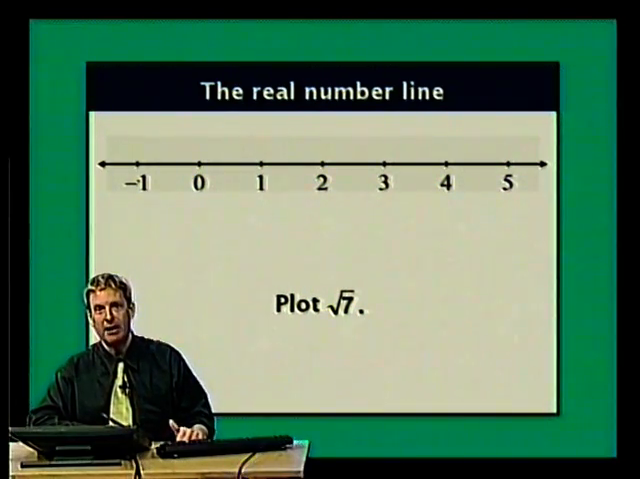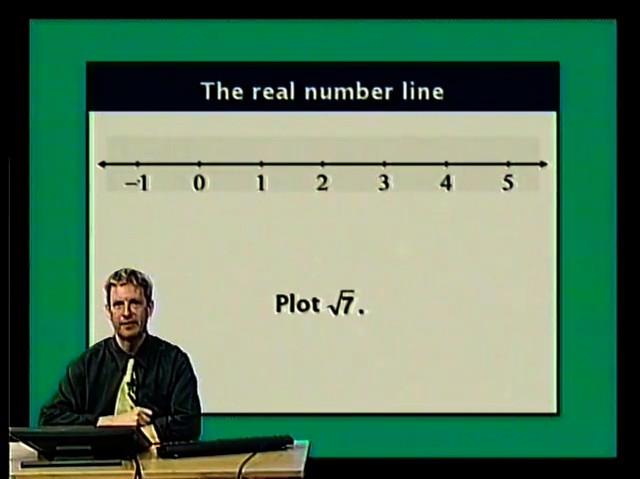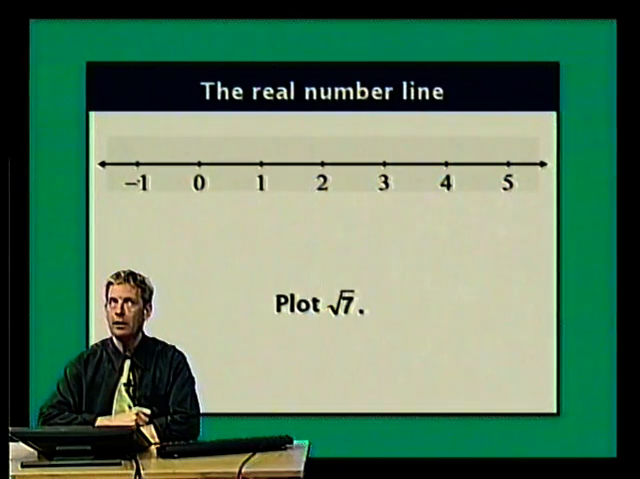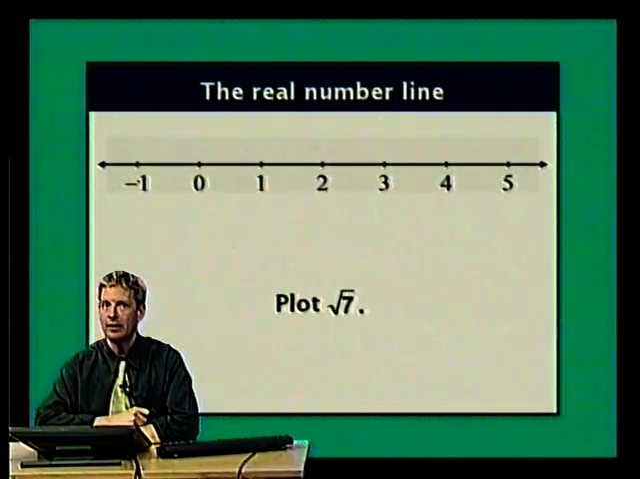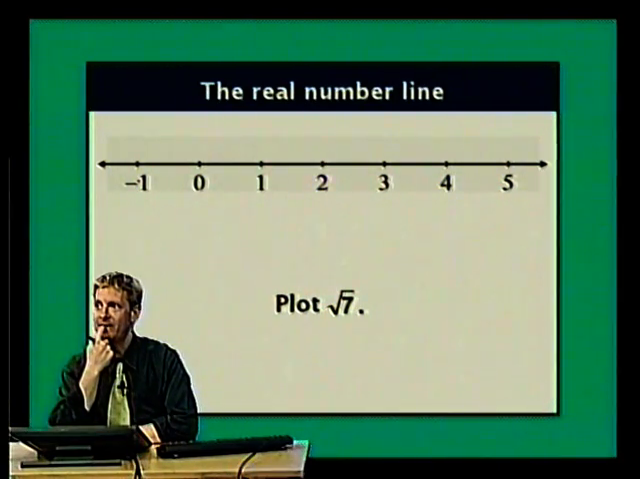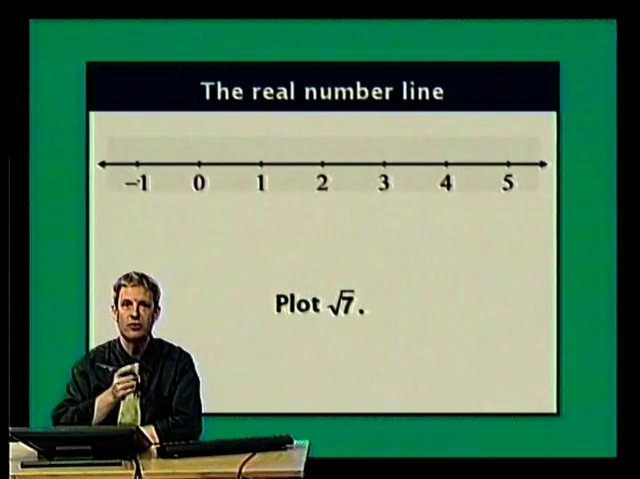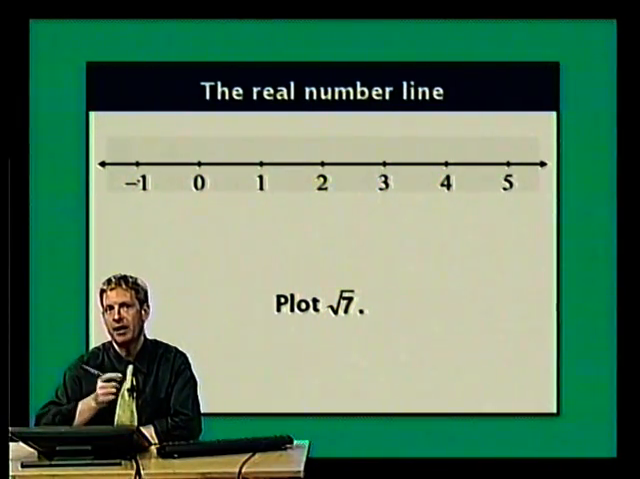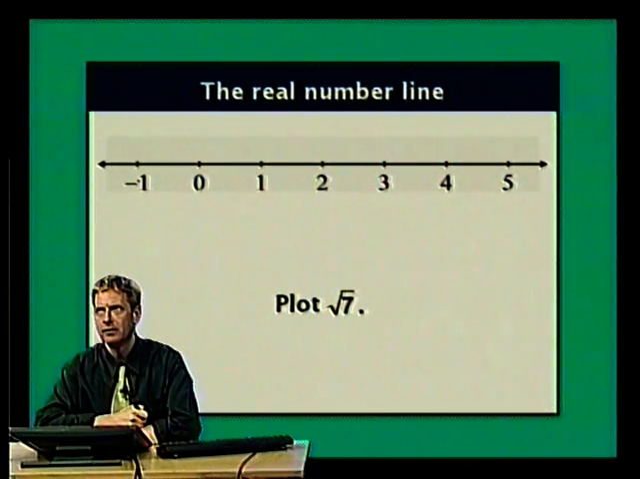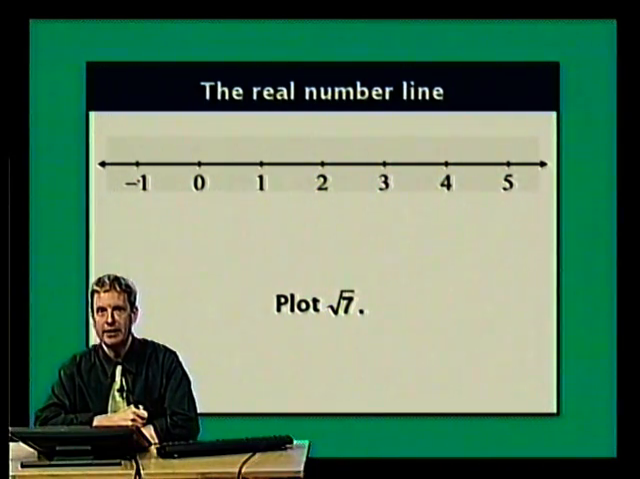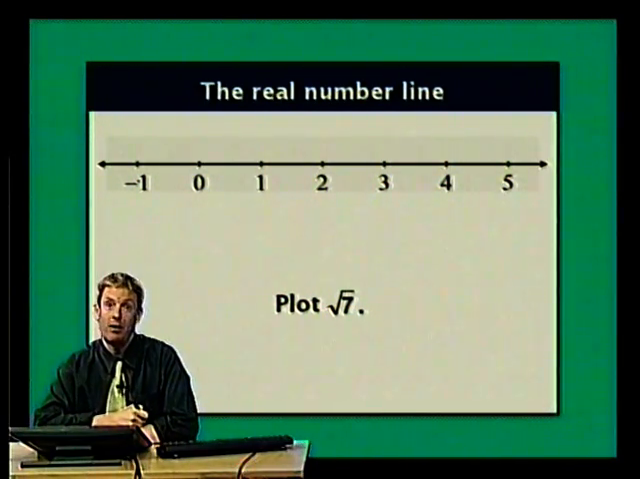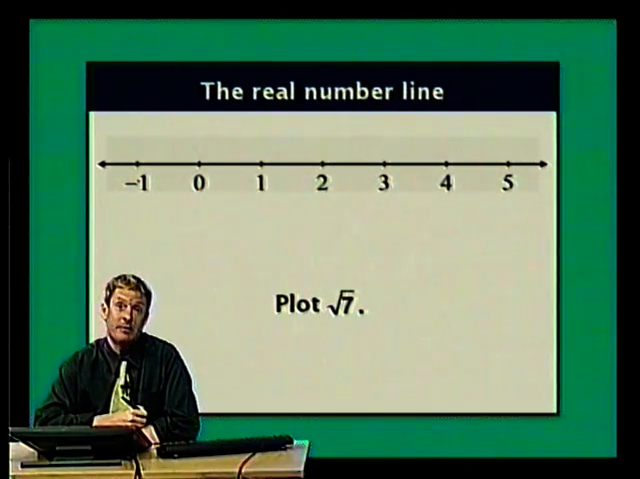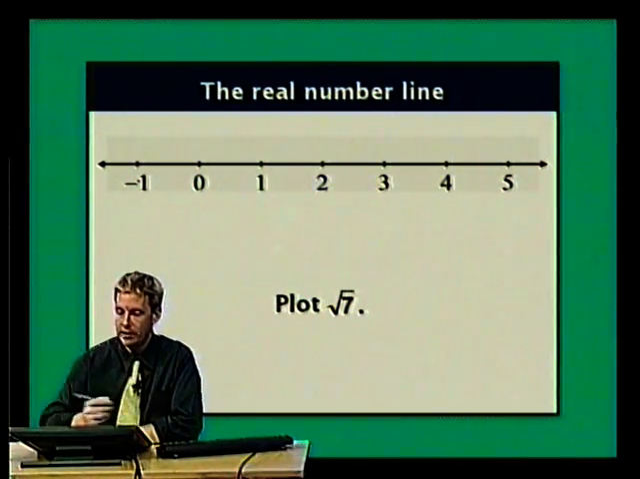Let's plot the point that we associate with the square root of 7. Now, when I start thinking about this, I'm thinking, what number do you square that gives you 7? And I'm thinking, well, I don't know. If I square 2, that means 2 times 2, I get 4. And if I square 3, that's 3 times 3, I get 9. So I don't know what number I square that gets 7. But whatever that number is, it seems to me it's got to be between 2 and 3.